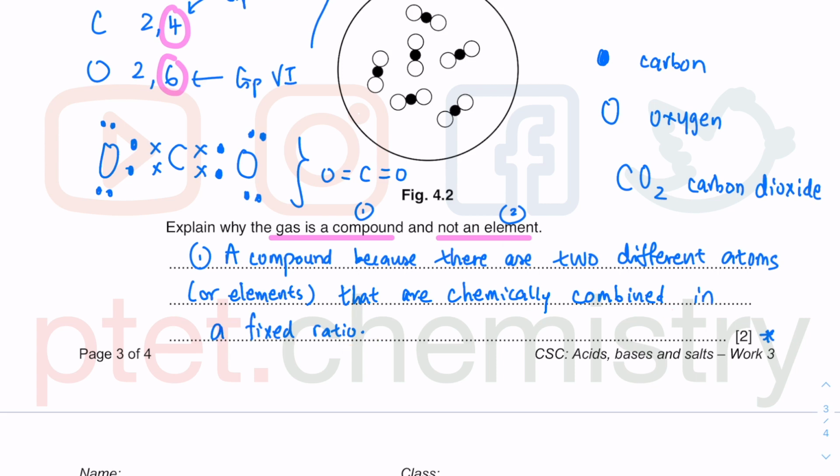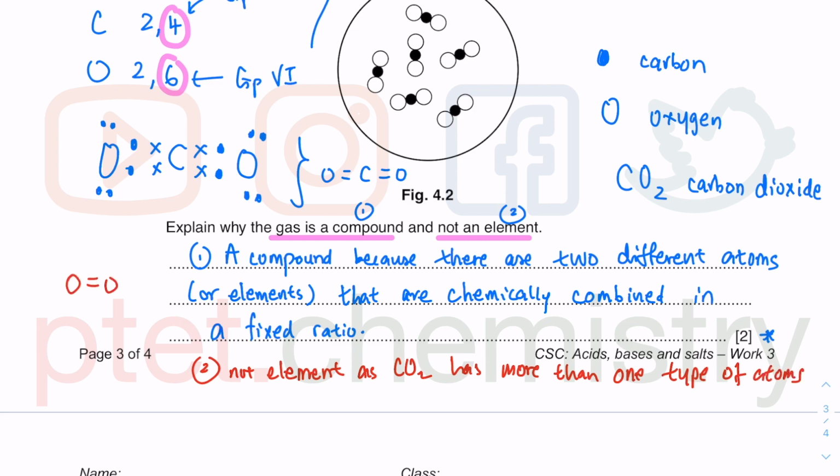And of course, it's not an element because there is more than 1 type of atom. So not element, as CO2 has more than 1 type of atom. So not just more than 1 atom, but more than 1 type of atom, because I could show something like oxygen. This is 2 atoms, but only 1 type of atom.